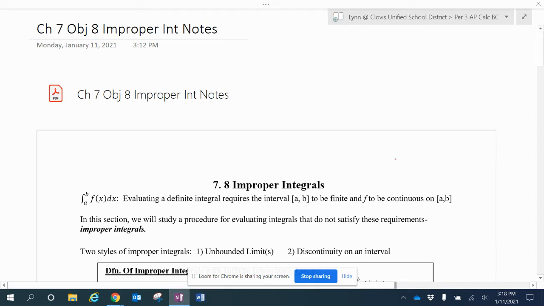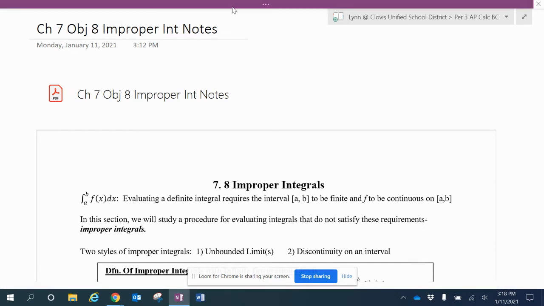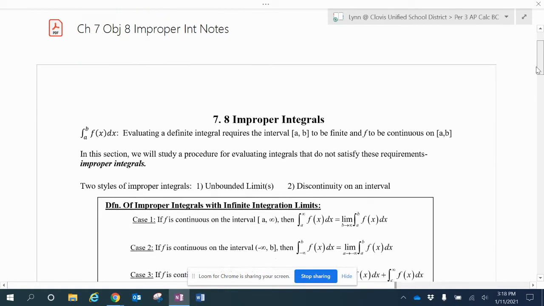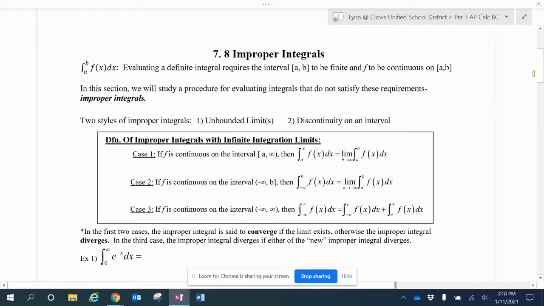All right, so let's go ahead and take a look at our Chapter 7, Objective 8. So what we're going to be working with is improper integrals. This could be a little bit tricky sometimes in understanding what to do, but actually doing it is not bad. If you can integrate a definite integral, then this is not going to be horrible for you. This is a really good lead-in for us for when we get into our Chapter 8. And the more you can understand what we're talking about in 7.8, the better.